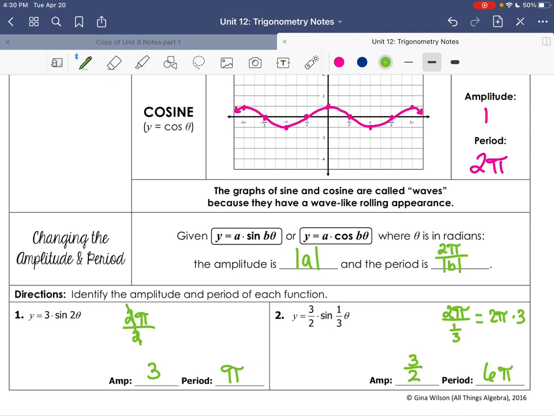All right, so that's the intro to that. I'll come back with the next page.